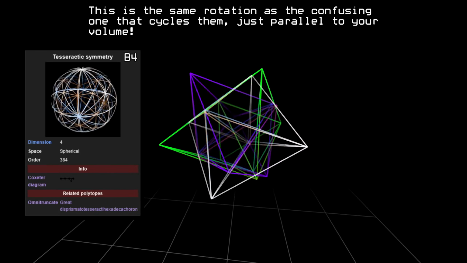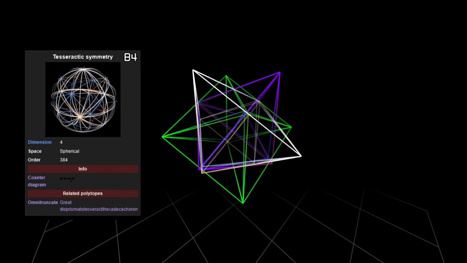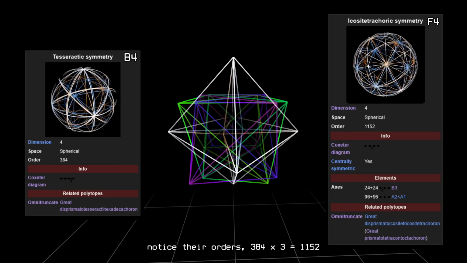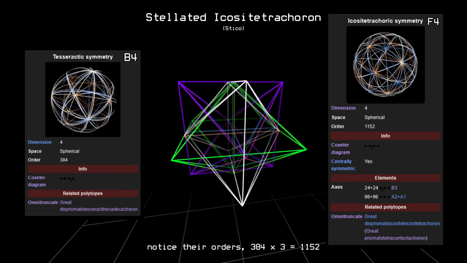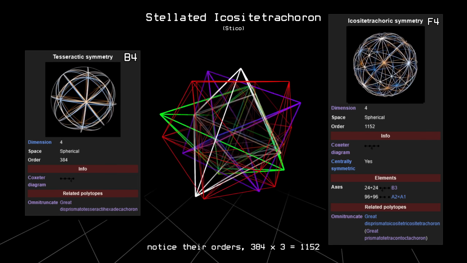Because this is B4 with an extra 3 cycle, we've tripled the symmetry group of B4. This is F4, the symmetry group of the 24 cell. How cool is that? This compound is called the stellated icosatetrachoron, and it has the vertices of a 24 cell.